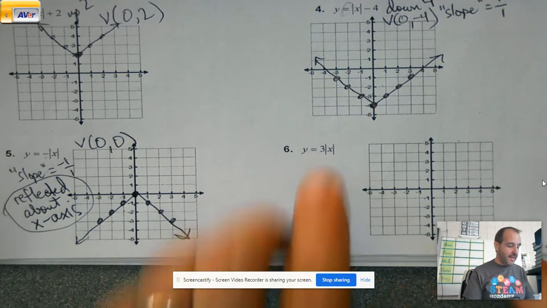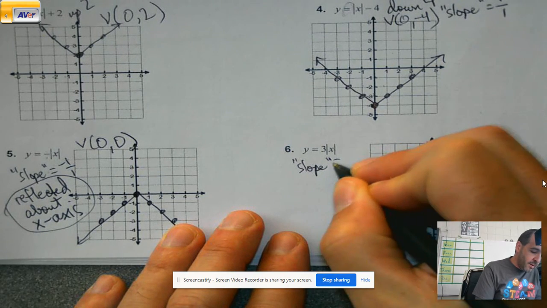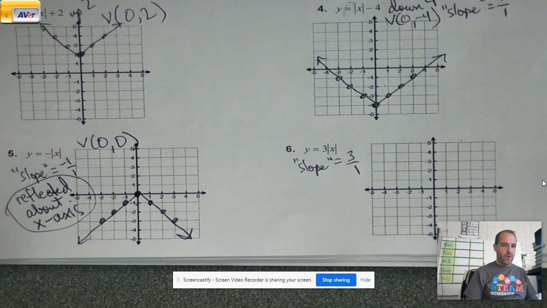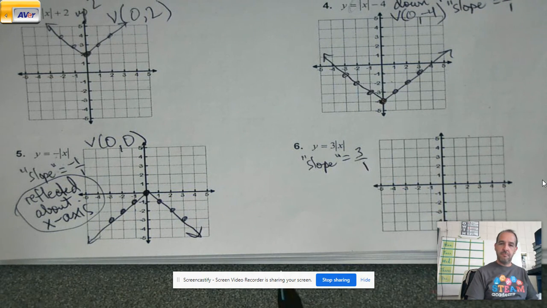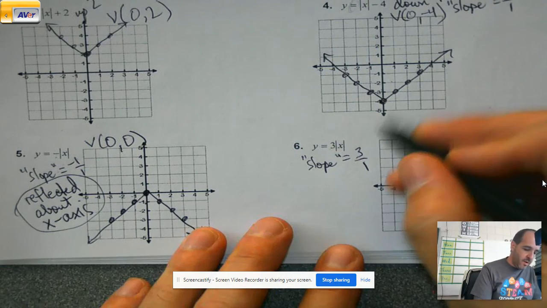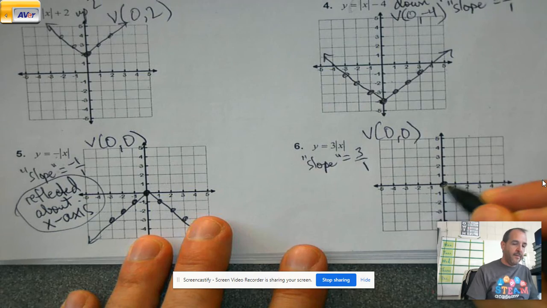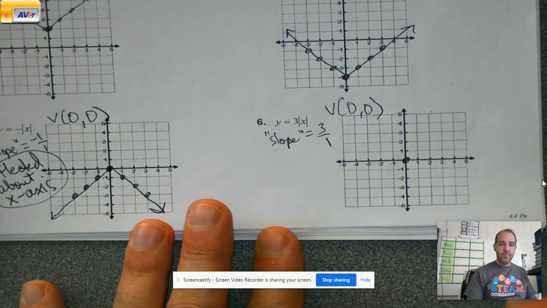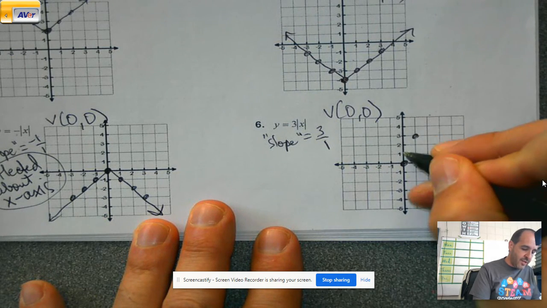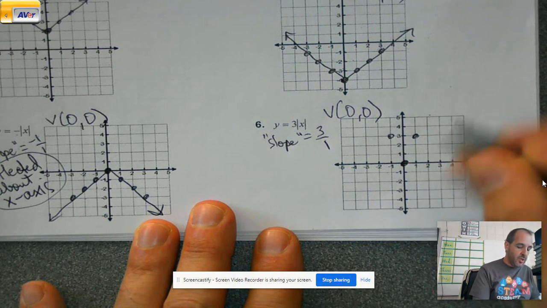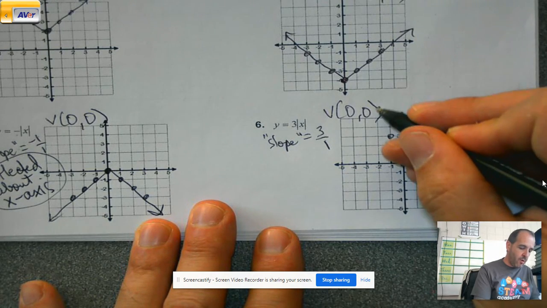Now number 6, I look, my air quote slope is 3 over 1. Do I have any shifts left or right, up or down? Nope. When we don't have any shifts left or right, up or down, my vertex is at 0, 0. And my air quote slope being 3 over 1 means I go up 3 and over 1. And again, I do it in both directions from every dot. So here, up and over. Up. I ran out of room, but I'm going to make this work. And over.